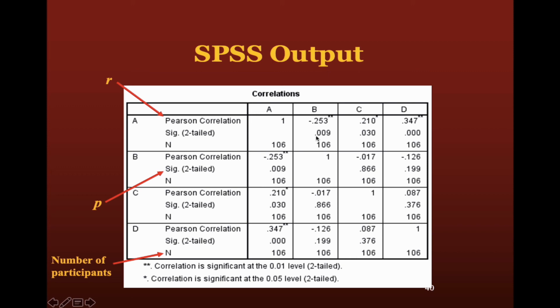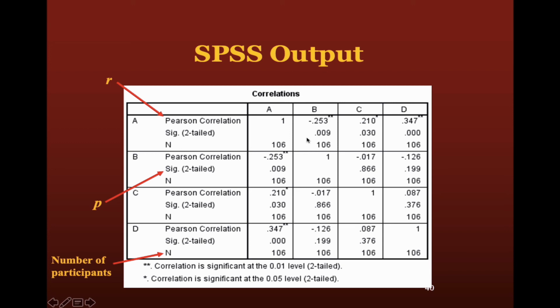So for A and B, the p-value is 0.009. So that says that the probability of getting a correlation of negative 0.253, which is the correlation between A and B, is 0.009 or 0.9%. So it's very unlikely to get a correlation of negative 0.253 if the null is true. It's only going to happen 0.9% of the time. So therefore, we would reject the null hypothesis and say that we have a statistically significant correlation between A and B.